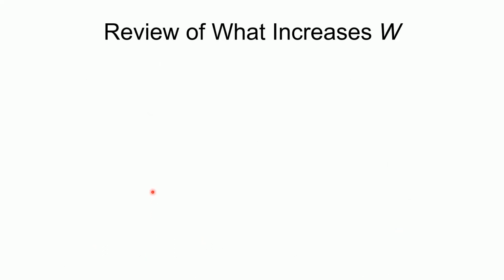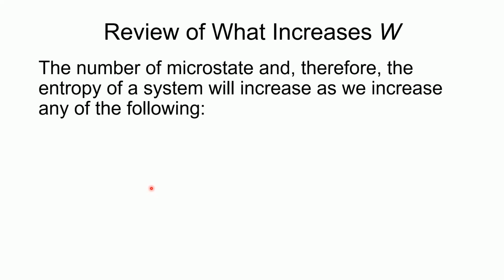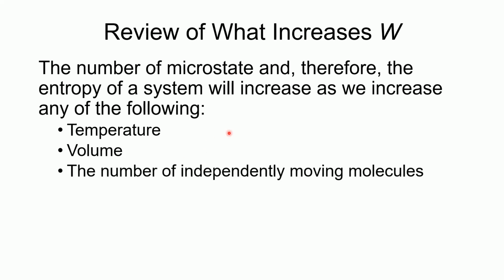So let's take a quick review of the things that will increase the number of microstates. If we've got something and we want to increase the number of microstates of that system, then we can increase the temperature. That will increase the number of microstates and therefore increase entropy. We can increase the volume, and that will definitely increase the entropy. And we can increase the number of independently moving molecules in our system, and that will increase the entropy as well.